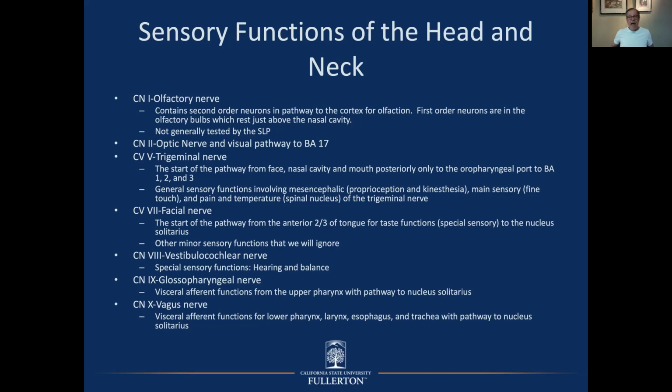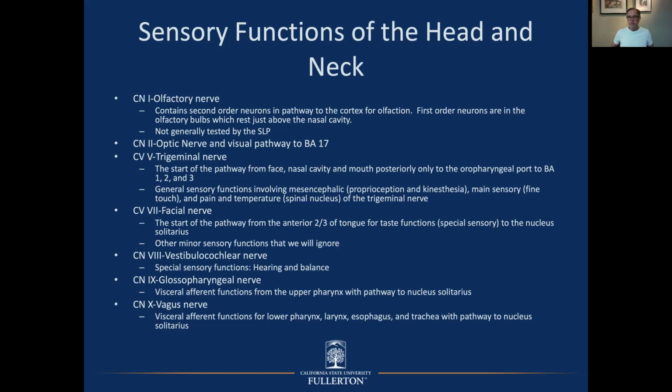They all project back to Brodmann's area 1, 2, and 3, or the postcentral gyrus. This nerve subserves general sensory functions, with the actually proprioception and kinesthesia, that's part of general sensation, which projects back to a certain part of the trigeminal nucleus, the mesencephalic. We'll look at that in detail.